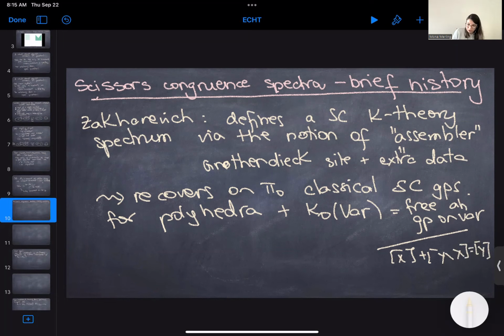So as you can see, it looks a little bit like K-theory, except what you're modding out by doesn't look like an exact sequence. It looks more like a subtraction. So not addition, it looks more like subtraction.